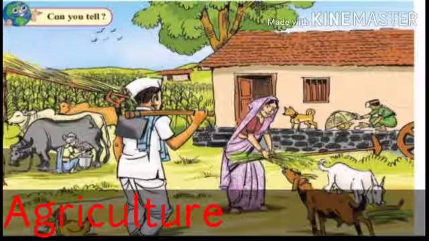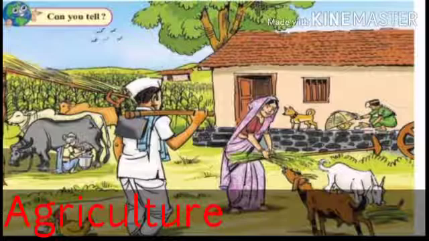What does a farmer do? A farmer keeps hens, sheep, goats, cattle. They are also seen in the picture. Yes or no? We can see these animals in the picture. What does he get from them? He gets milk, eggs, etc. from them. He sells hens and goats to earn money.